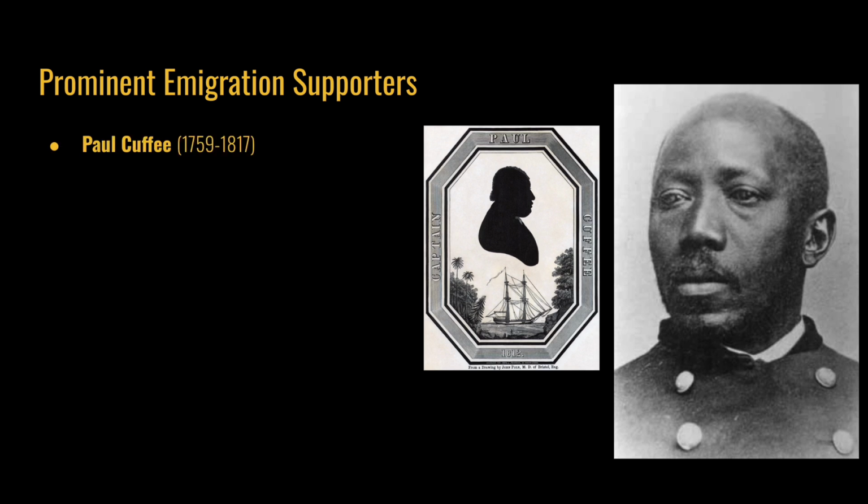Two prominent immigration supporters were Paul Cuffey and Martin Delany. Paul Cuffey was a black abolitionist from Massachusetts. He had a Quaker background and also had a Native American wife. He took 39 people to Sierra Leone in 1815.